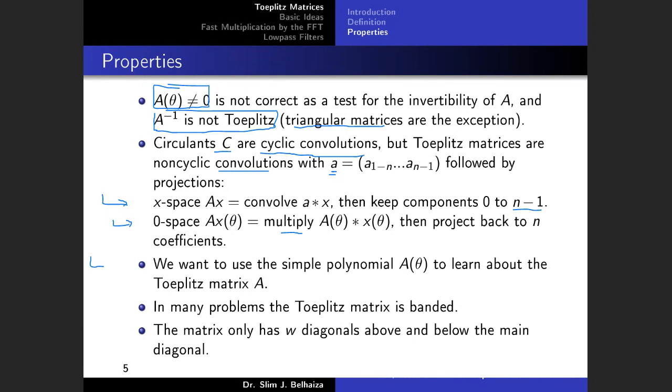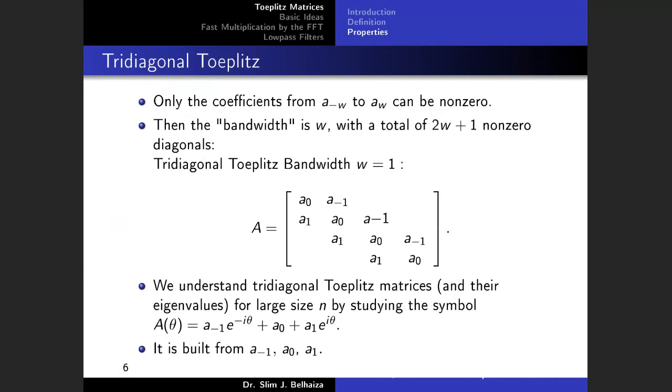So we want to use the simple polynomial A of theta to learn about the Toeplitz matrix. In many problems, the Toeplitz matrix is banded, and the matrix only has w diagonals above and below the main diagonal. So this is an example of a banded Toeplitz matrix. You see a band wrapping around the main diagonal, and all the remaining elements here are 0. Okay, so in this tridiagonal Toeplitz matrix, only the coefficients from A minus w to A w can be non-zero.